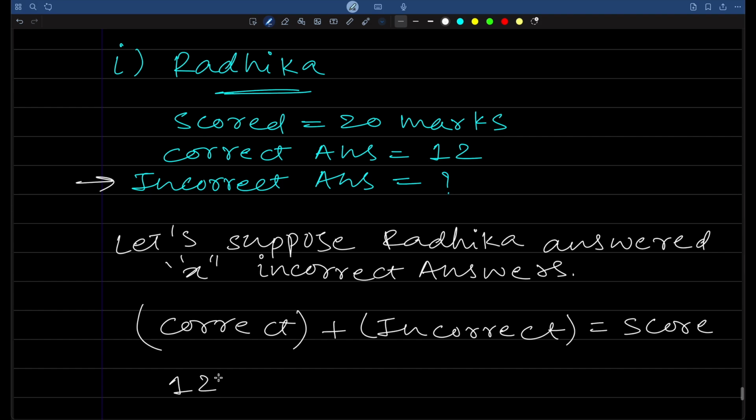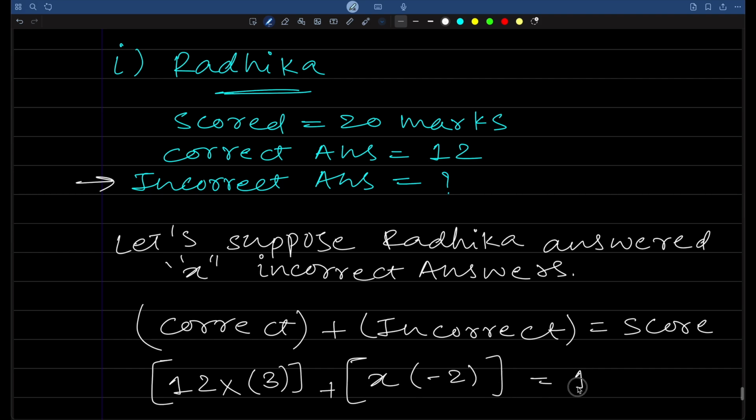She answers 12 correct questions, and for each correct answer marks are plus 3, and she answers x incorrect questions, and for each incorrect question marks are minus 2, and she scores 20 marks.